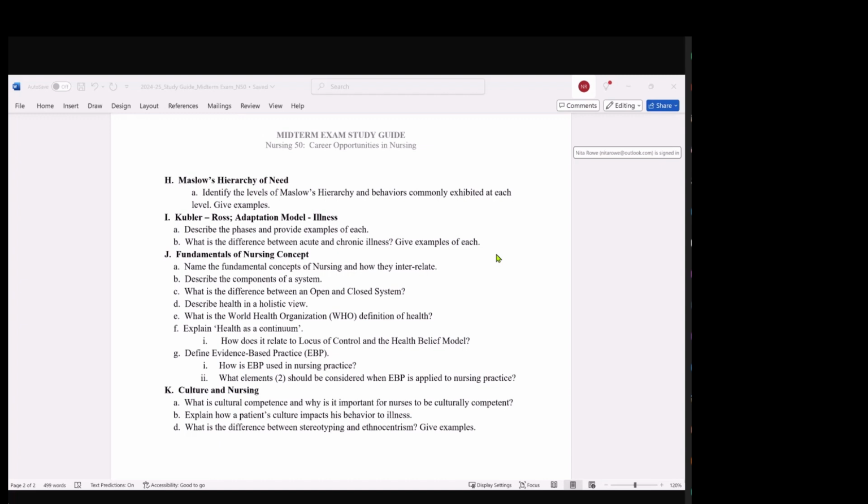Let me ask you this just for fun. Give me an example of a stereotype. Give me an example of a stereotypical statement. Anybody? Okay. So make sure you know the difference between stereotype and ethnocentrism.